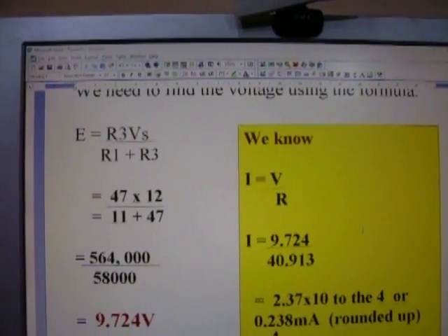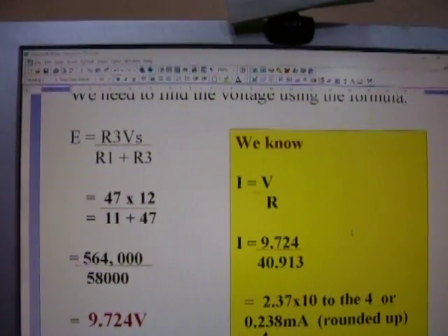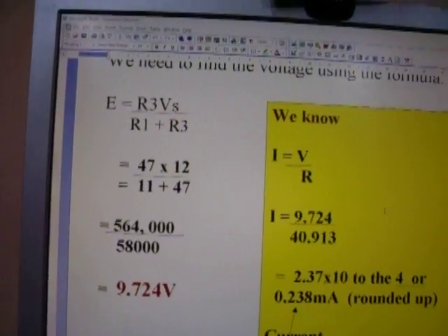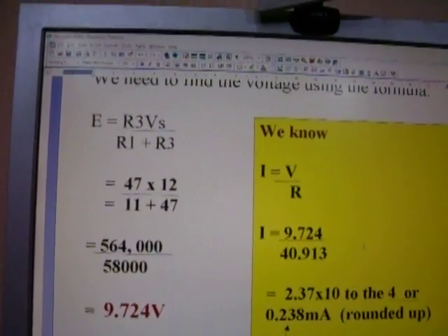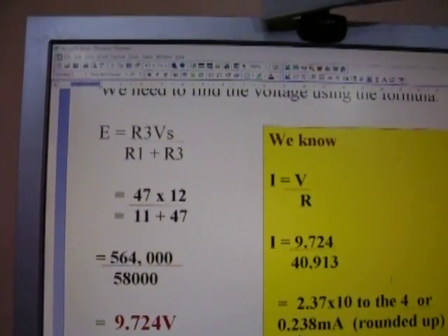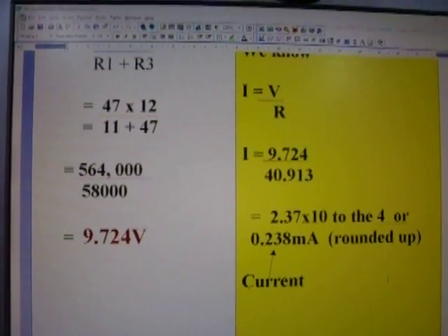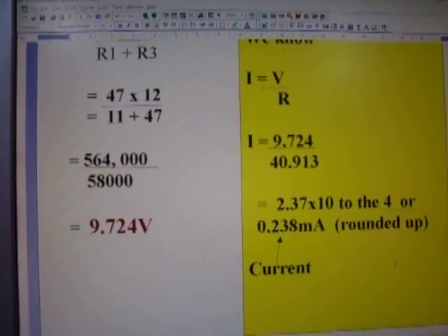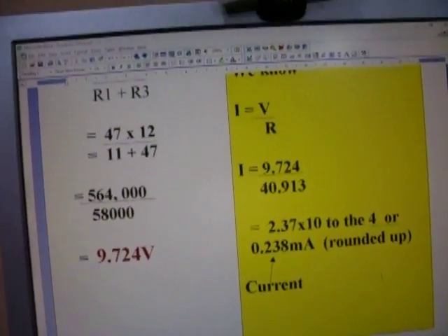We know I equals V over R. I equals 9.724 volts because we have been given the voltage already. We know the total resistance is 40.913 kilo ohms. That will, when divided by that and you put into your calculator, you should get 2.37 times 10 to the power 4, which will be amps. Moving it to milliamps, 0.238 milliamps rounded up. Okay, and that will be the current.